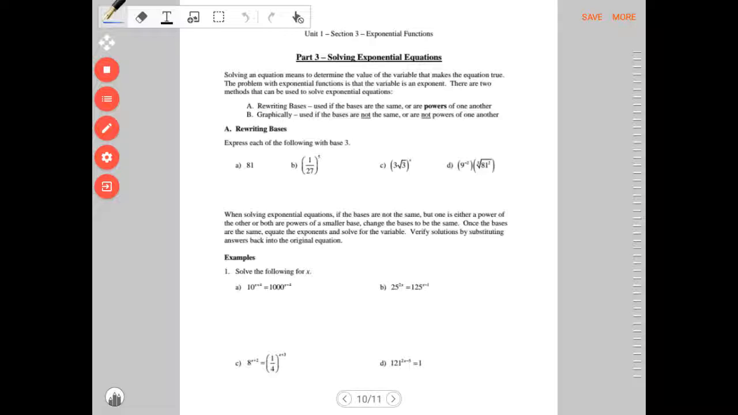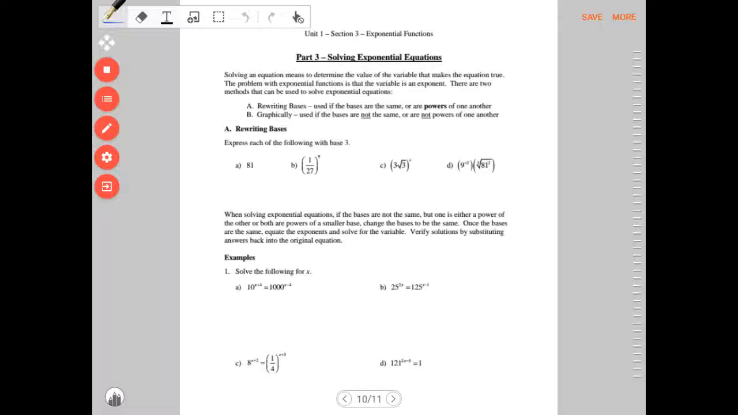Okay, the first one is rewriting bases. If the bases are the same or are powers of one another, okay, so that's kind of handy to know your times tables and your powers. Okay, we'll get into that in a minute. And then, of course, graphically. Okay, and this is used if the bases are not the same or are not powers of each other.